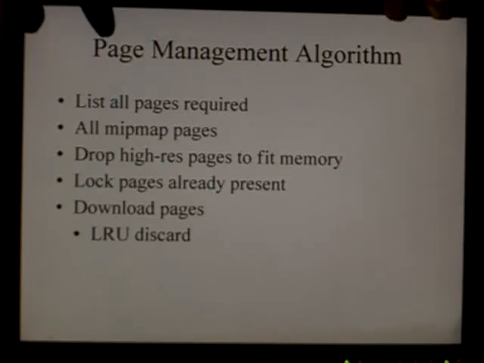So all I need to do at this point is, if I've got more pages than will fit in the texture memory at this stage, I start dropping pages. I drop the highest resolution pages, that is the pages with the smallest texel size in world space, or really in screen space is what I want, however you want to prioritize that.